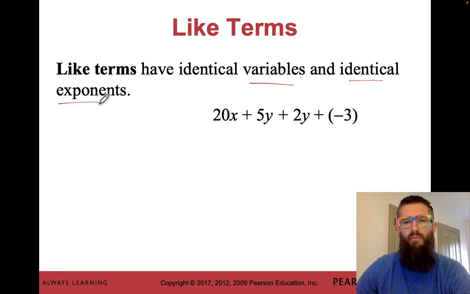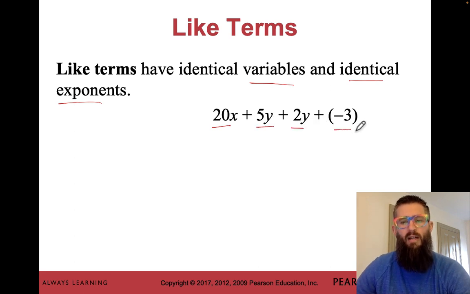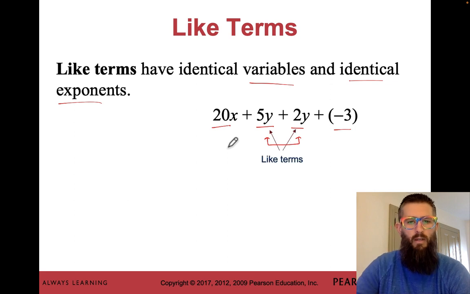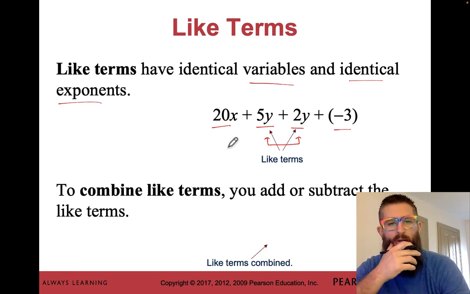So here we have four different terms. This term has an x variable, this term has a y, this term has a y, and this is a constant term. So these two terms right here are going to be the only terms that we would consider like terms.